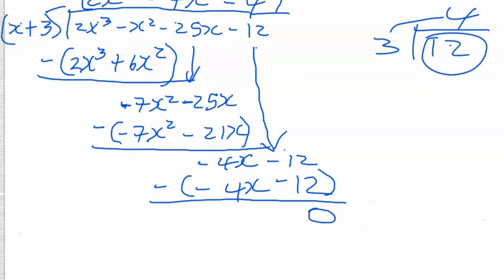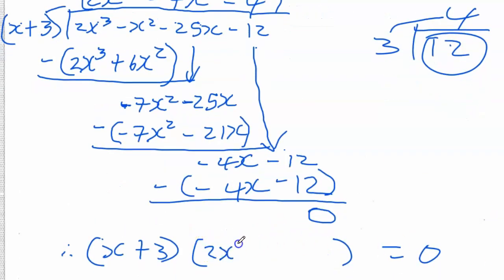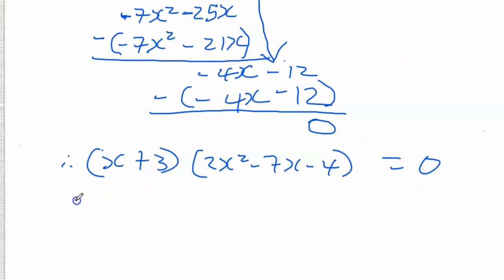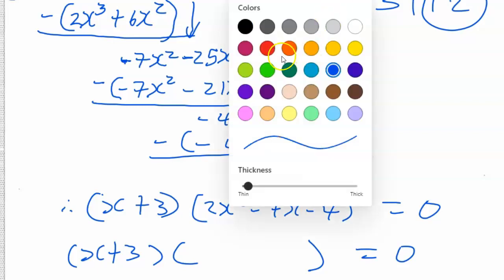So therefore solving f of x equals 0 is equivalent to solving x plus 3 times what we have up here, 2x squared minus 7x minus 4. And we realize now the second bracket here is a quadratic. We can factorize that even further. So x plus 3. Let me factorize this quadratic using the AC method. Notice AC, 2 times minus 4, that's minus 8. So we need two numbers that multiply to give negative 8 and add to give minus 7.